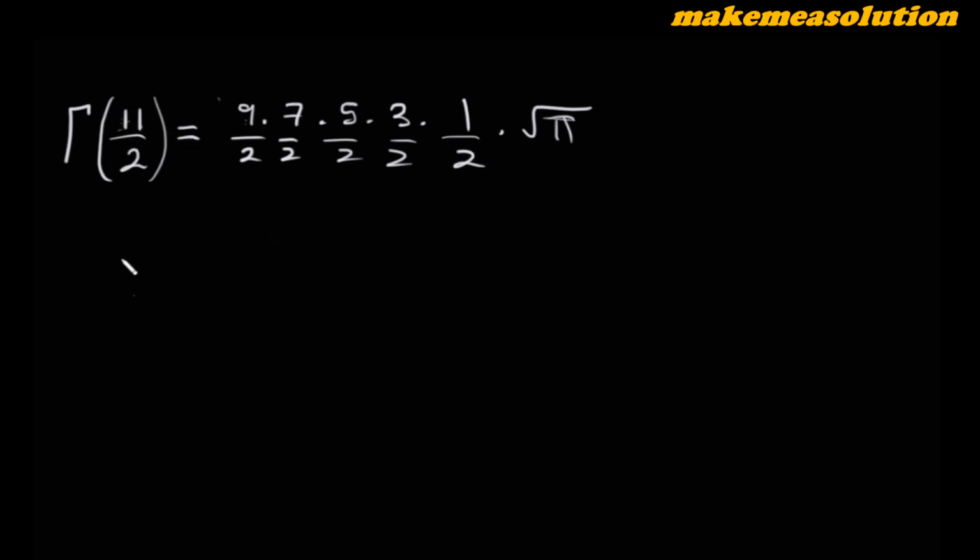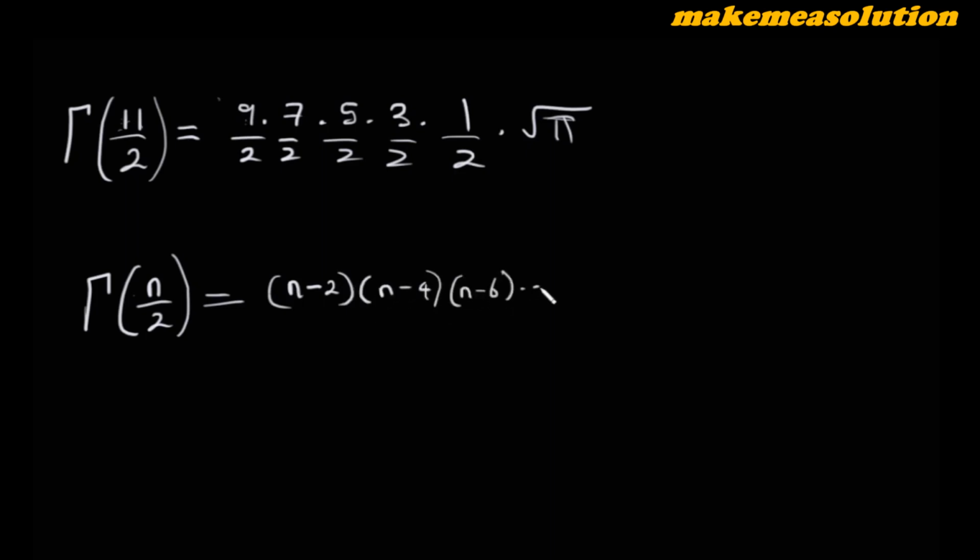So it makes sense to say that if I'm giving a gamma of n over 2, I just need to multiply all odd numbers before n. So n minus 2, n minus 4, n minus 6, dot dot dot, then down to my 3, down to my 1. Then I need to divide by 2 raised to the power of the number of odd numbers. The number of odd numbers before any odd number is just n minus 1 divided by 2.